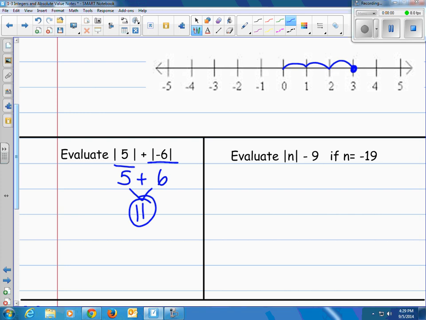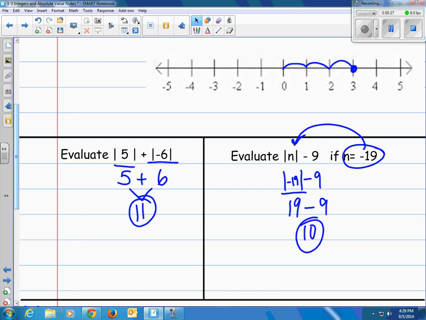This one, just like we would be doing with our algebraic expressions, we take this -19, we plug it in for n. Here's the new problem we're looking at: the absolute value of -19, minus 9. We would do this first. How far away is -19 from 0? Well, it's 19 away. Then we minus off 9. And the answer would be 10.